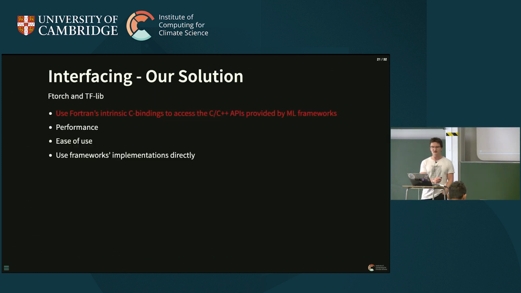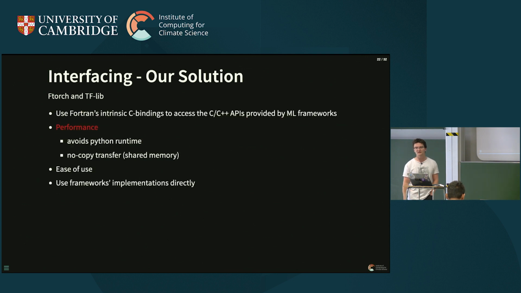So we've produced 2 libraries that you can use to do this. Like I said, we use the C bindings to access straight out to the lower level languages rather than going through Python. There's a performance benefit here because this avoids the Python runtime, which is typically quite slow. And we're also implementing a no copy transfer, so provided we're staying on the same device, we don't have to copy tensors or data out to memory in order to read it in again.